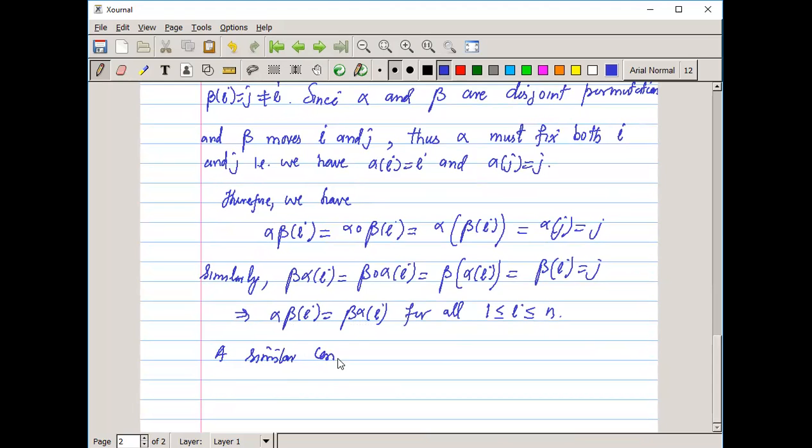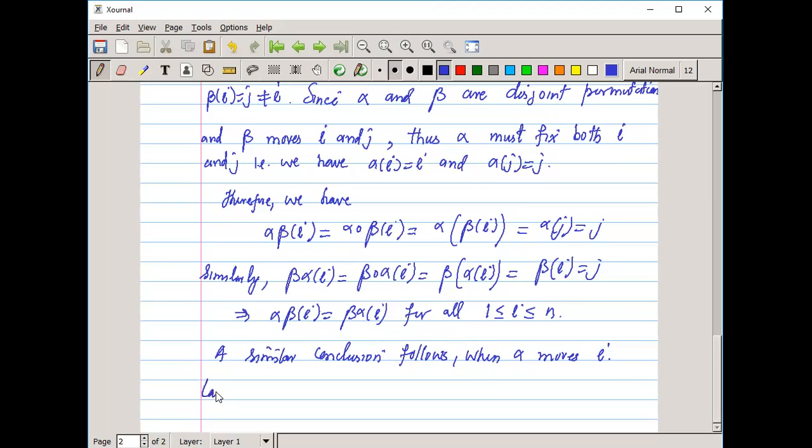A similar conclusion follows when beta alpha moves I. So in the first step we assumed that beta moves I. Now when we assume that alpha moves I, then a similar conclusion follows, and we will similarly obtain that alpha beta I will be equal to beta alpha I.